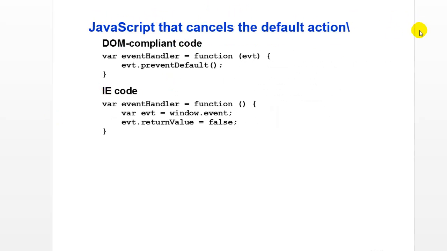So how do we cancel the default action? In DOM compliant code, which would include things like Firefox, Safari, Opera, and Chrome, you have function, and then evt is the event that's automatically generated, and you call evt.preventDefault. So that's an easy way to do it in compliant code.